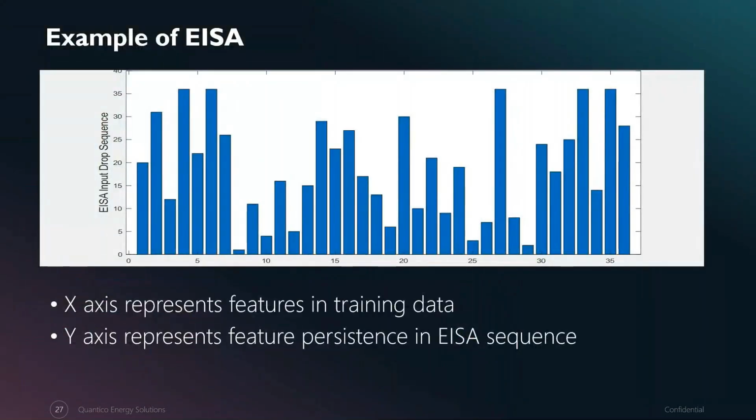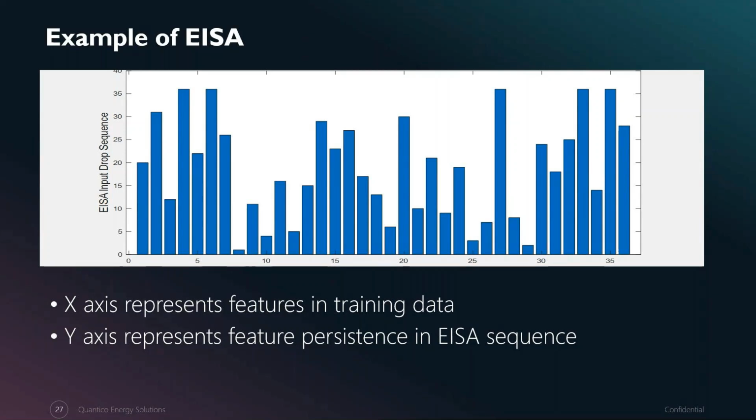Here's a real life example. This is a plot that shows our drop sequence when we run through exhaustive input sensitivity analysis. In this case, from 0 to 36, these are the features that our data set started off with. And the y-axis represents how long that feature lasted in our drop sequence. So the bars that are really short represent features that were not very valuable to our model, and therefore they were dropped. The ones that are very tall are features that continued on through the algorithm through each step, and so they're very valuable because the model drops in performance when it doesn't use them anymore.